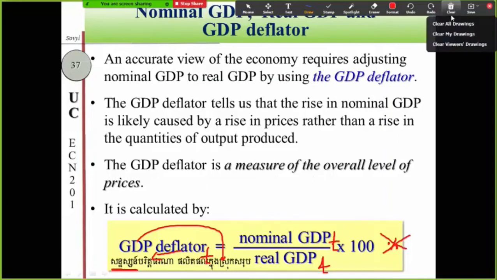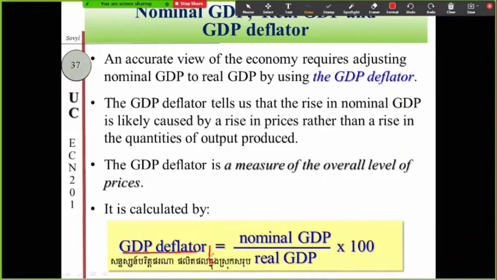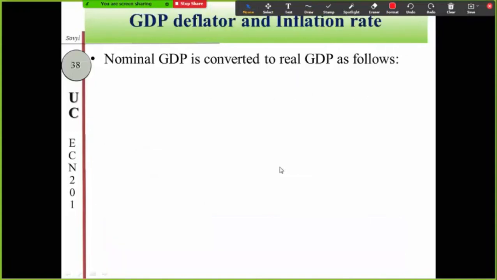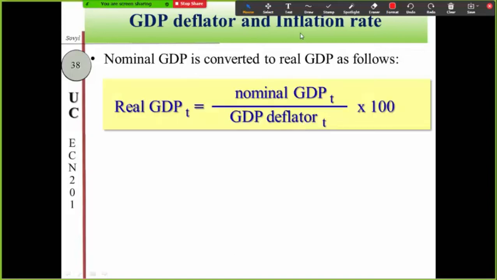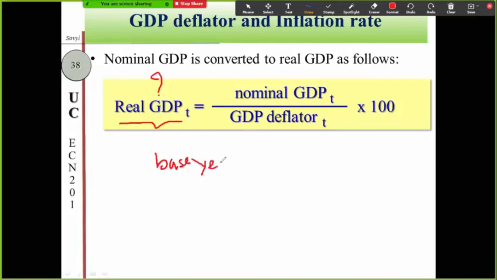Okay, so in order to calculate the GDP deflator at year T, you need to know nominal GDP at year T and real GDP at year T, by taking nominal GDP divided by real GDP multiplied by 100. Nominal GDP is converted into real GDP as follows. In this case, for example, you want to find real GDP and you don't know the base year or base period. If we don't know the base year or base period, we don't know the base price.